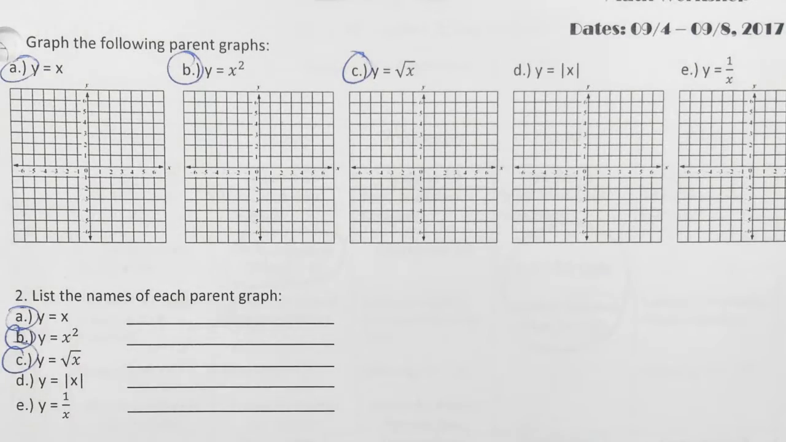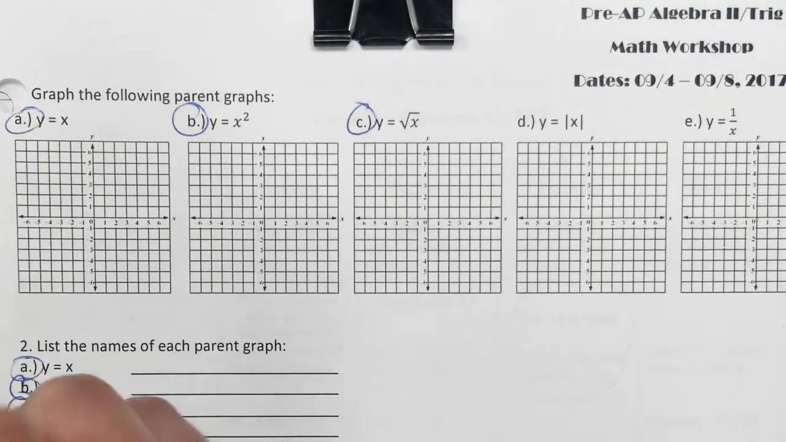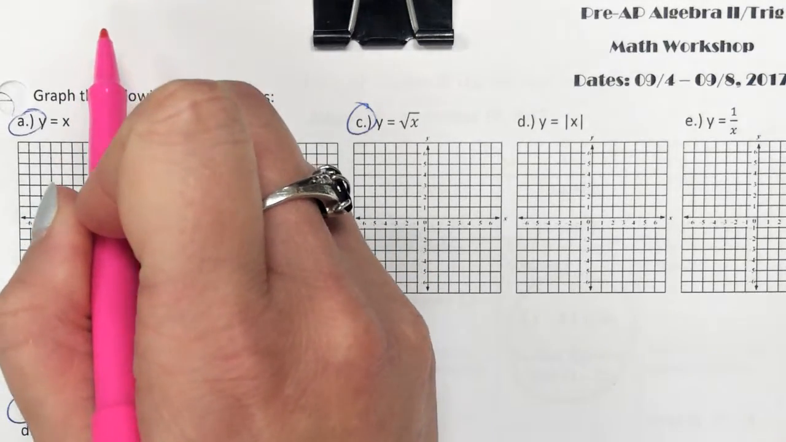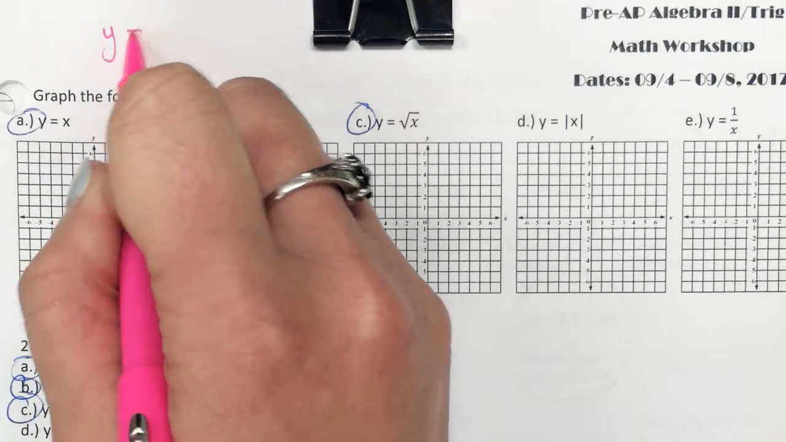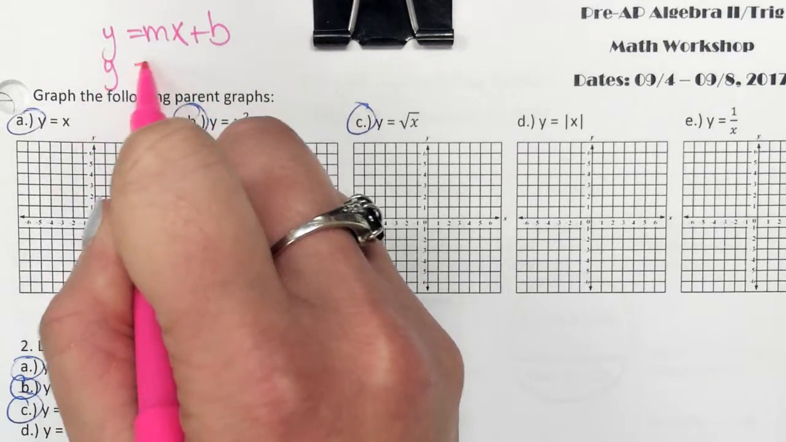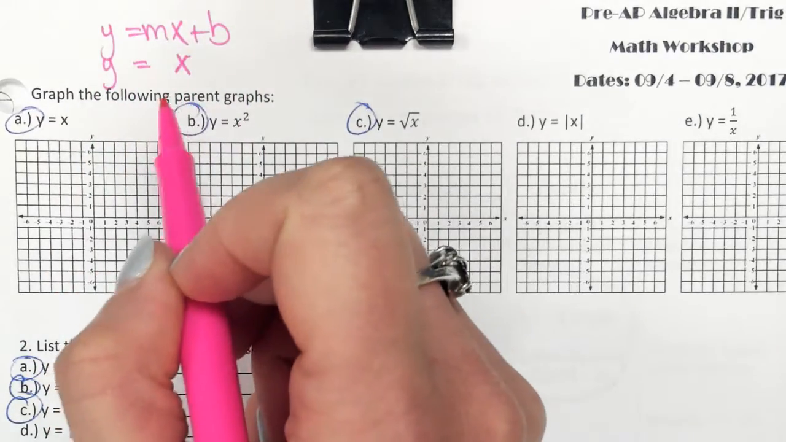So we did this on Friday. How do you graph y equals x? What's the formula we used? mx plus b. There you go. All right, line it up. You got y equals and line up your x.